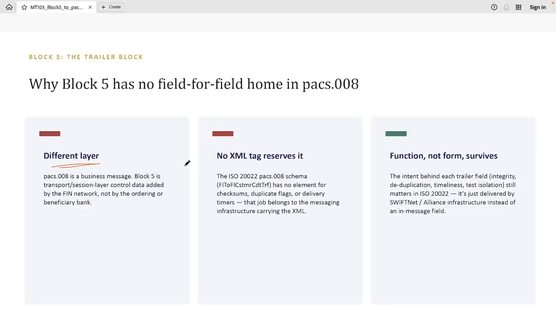But these controls may now be delivered through the SWIFT transport service, network level security, certificates and signatures, the business application header, the SWIFT tracker, application level idempotency, payment engine duplicate controls, and so on. And this is called functional migration rather than literal field migration.